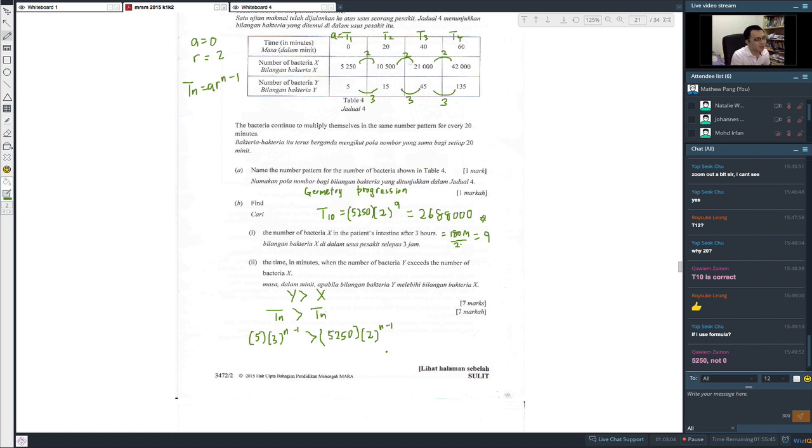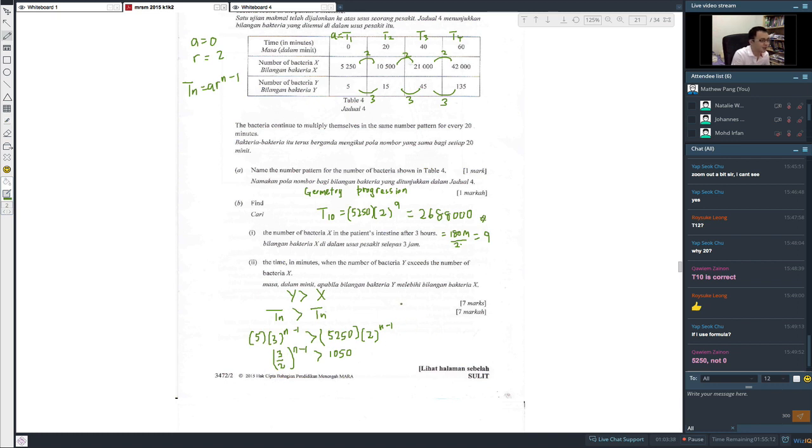Alright, n minus 1 and n minus 1, I group them together, so it becomes 3 over 2 to the n minus 1. This is just simple indices. Because they are the same power, I can group them together. And then 5 I move to the other side, it will be 5250 divided by 5, which is 1050. Then I'm going to take the log of both sides in order to take out the n minus 1. Can I write here? Yeah, good. This is log of 3 over 2 to the n minus 1.